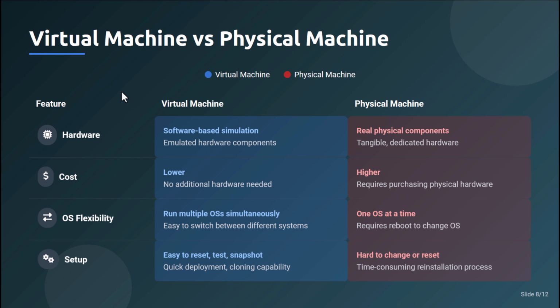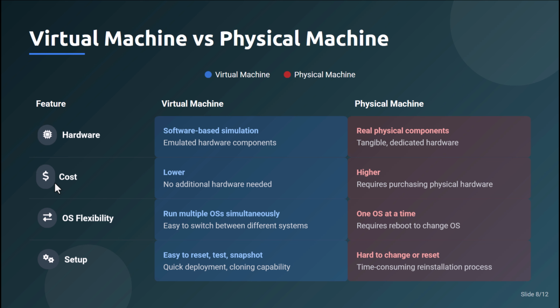Let's now compare a virtual machine versus a physical machine side by side. There are 4 key differences: hardware, cost, OS flexibility and setup. Hardware: physical machines use real dedicated hardware such as CPU, RAM and motherboard. Virtual machines simulate all of this through software.